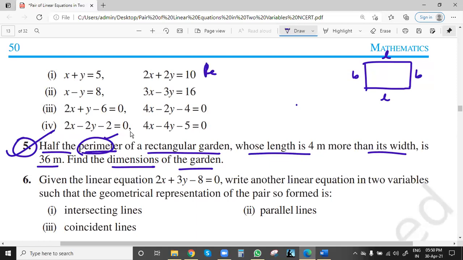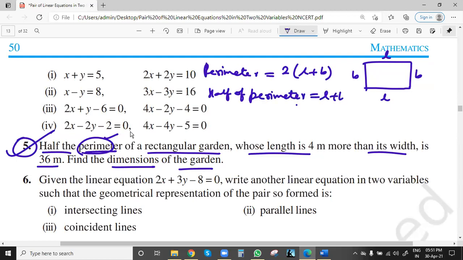So perimeter will be equal to L plus L plus B plus B, since perimeter is the sum of all sides. L plus L is 2L and 2B, so 2 times L plus B. But half of the perimeter will be half of this value, L plus B. And L plus B is given as 36 meter. Half of the perimeter is 36, meaning 36 meter.